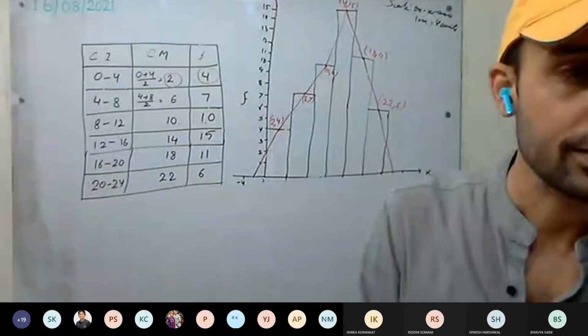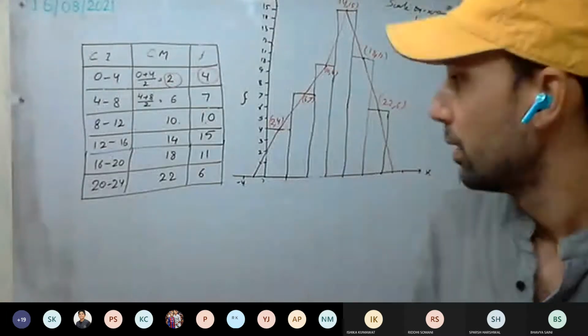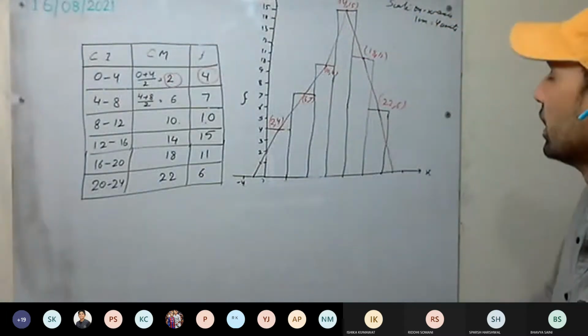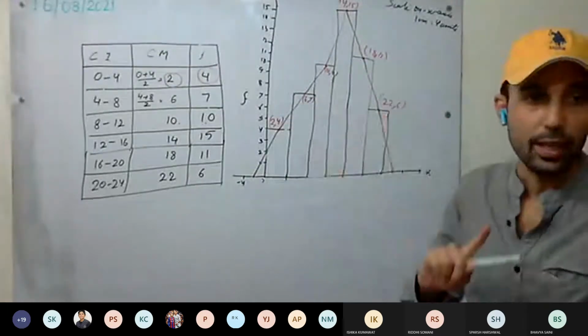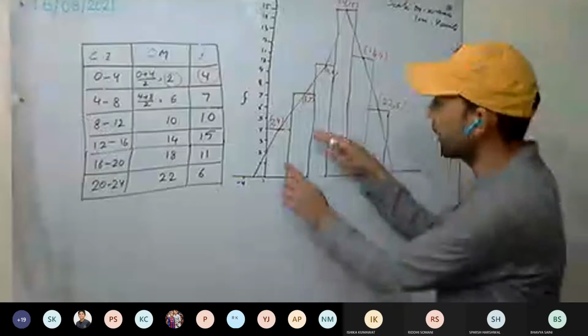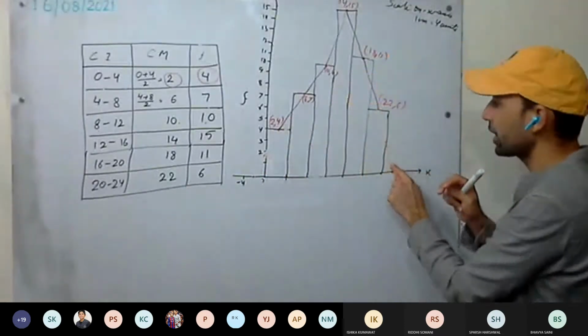Sir, the red line you have drawn, that only is the frequency polygon? Yes, this is the frequency polygon, the red line. And always see here, it looks better now if I haven't taken this one. It would have been a little bit odd.